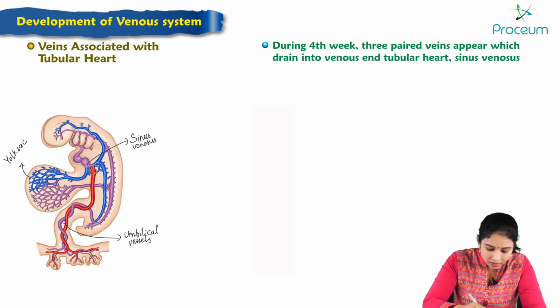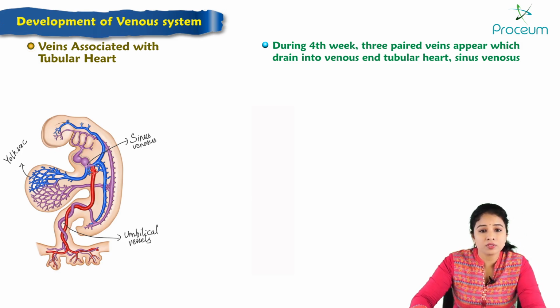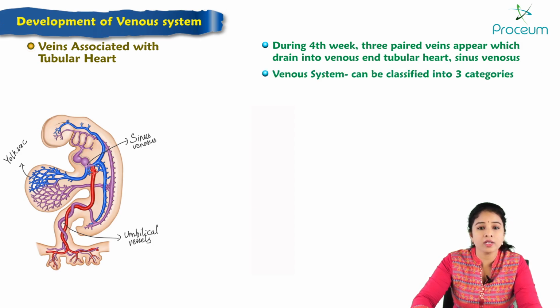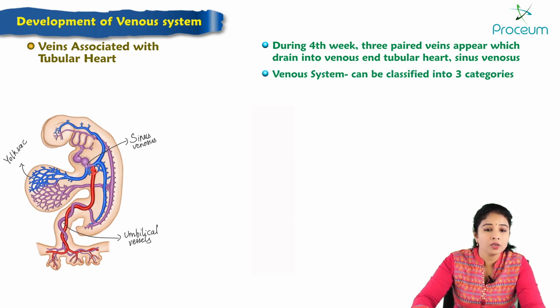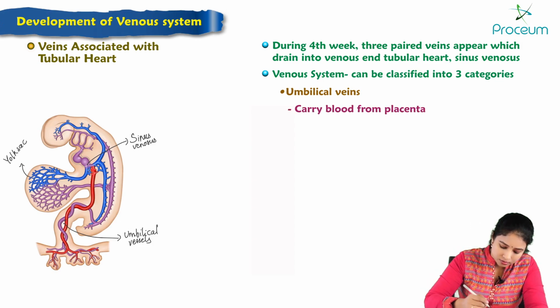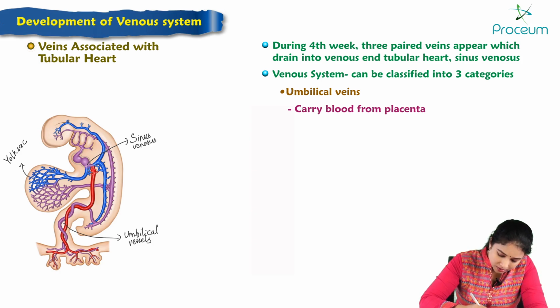So we can see the veins draining into the sinus venosus. Those three sets of veins we can classify. First, the umbilical veins. The umbilical veins carry the blood from the placenta. So here are the umbilical veins.